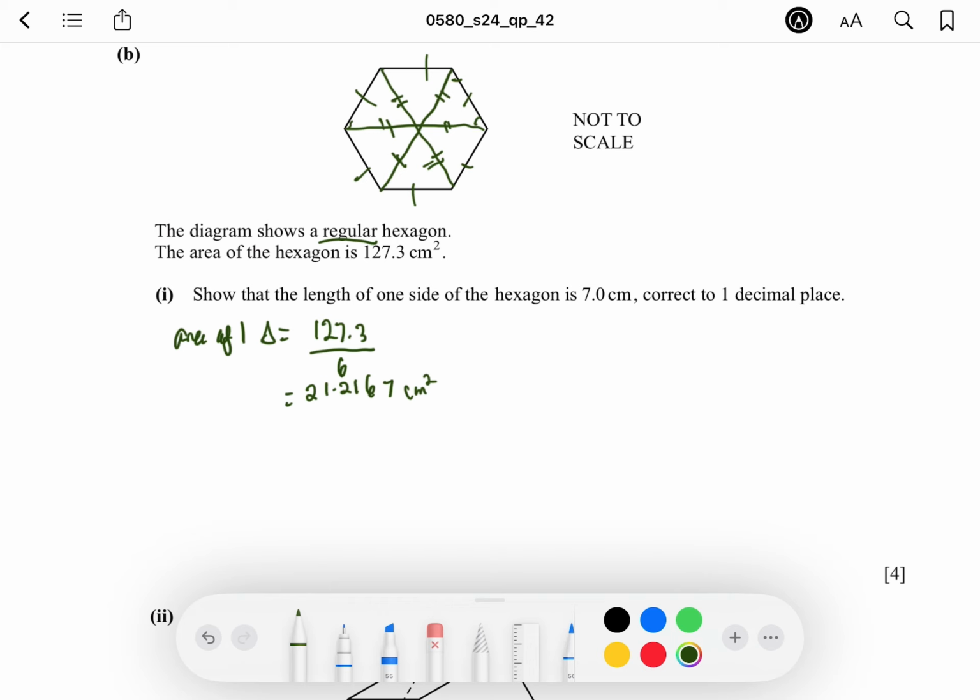Earlier we needed to find the length of one side. Because so far we have the area of the triangle. You can have half times base times height, right? Because you know the area of one triangle, but the measurements still need to be there.